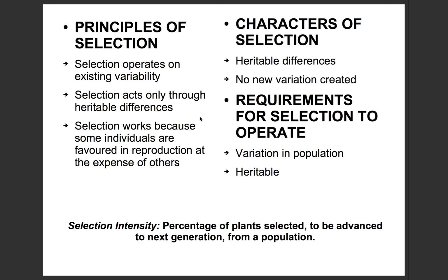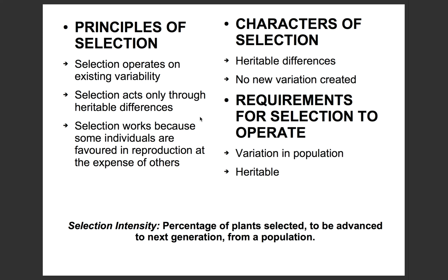Selection has two basic characters. They are: selection is effective for heritable differences only, and selection does not create any new variation and it utilizes the variation already present in a population. And there are two basic requirements for selection to operate. They are: variation must be present in the population and the variation present in the population should be heritable.